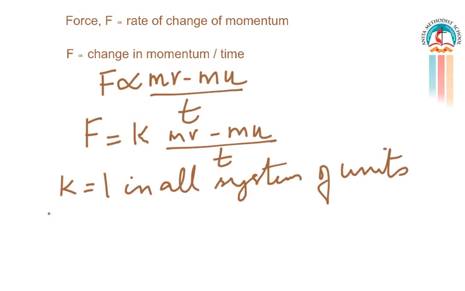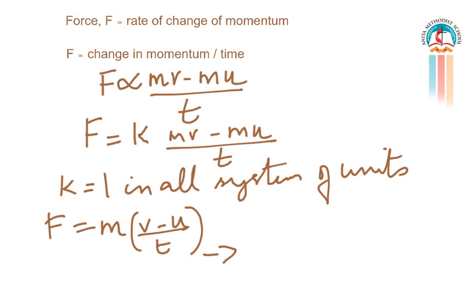So it becomes F is equal to m, which is common, so we can take it out, m (v minus u) by t, where (v minus u) by t is nothing but acceleration, that is change in velocity by time. So force is equal to mass into acceleration. From this we know that force is required to produce the acceleration of the body.